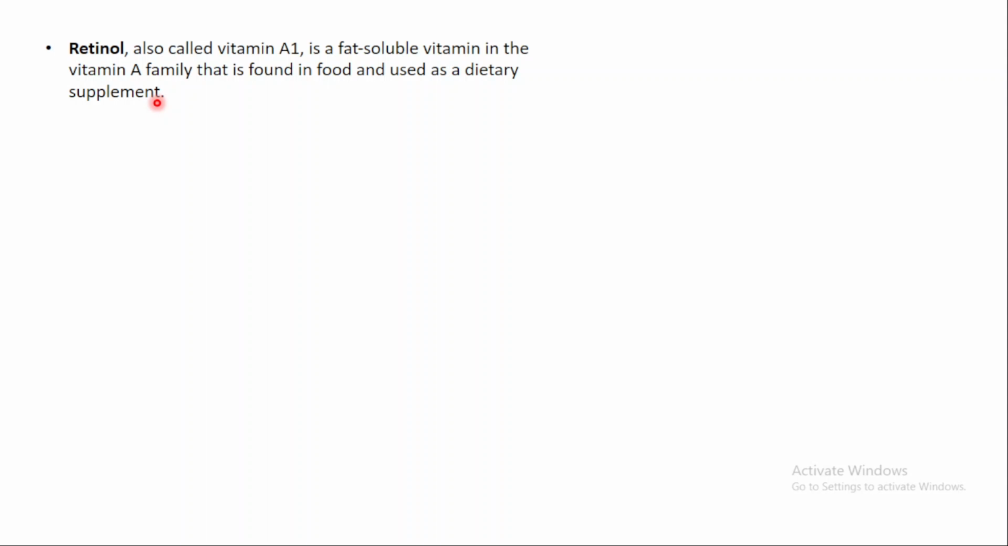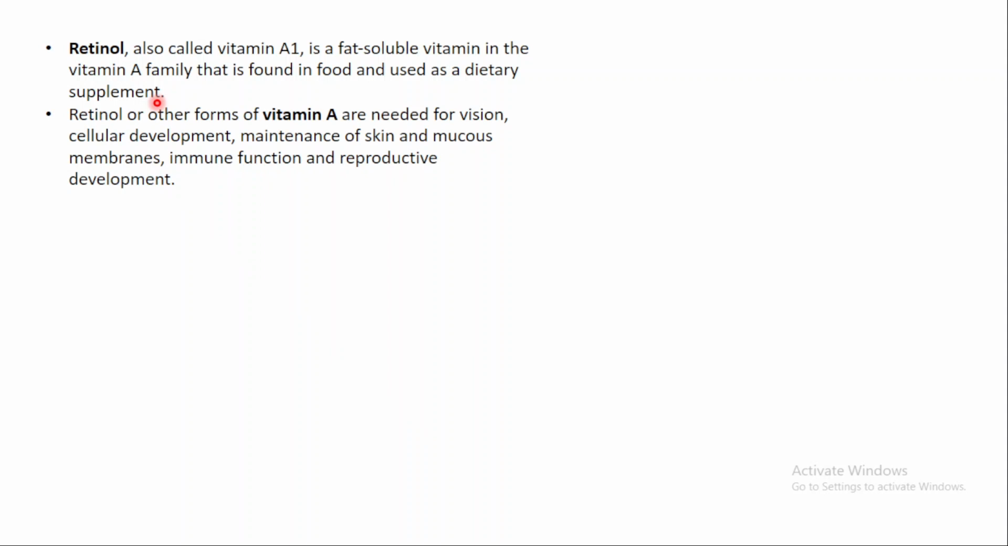Retinol is also known as vitamin A, and as we know, retinol is very important for eyesight. Retinol or other forms of vitamin A are needed for vision, cellular development, maintenance of skin and mucous membrane, immune function, and reproductive development. We must have come across many statements saying that eating carrots will improve your eyesight. Carrots contain vitamin A or retinol, which is indirectly telling us that the presence of retinol can increase our vision or better our eyesight.